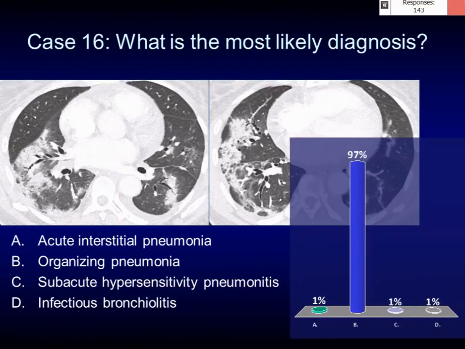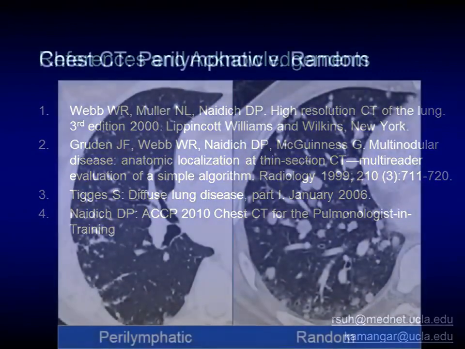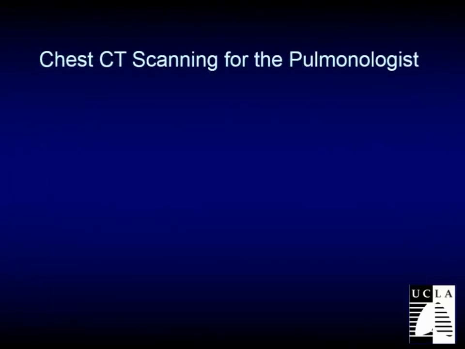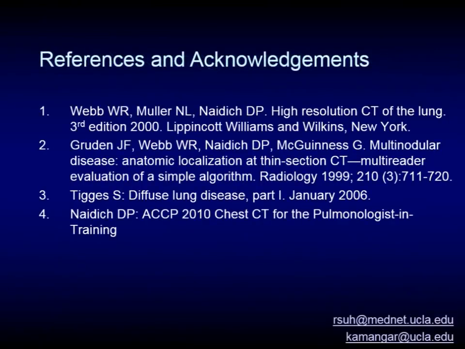So this is clearly organizing pneumonia. You see areas of airspace opacities that are somewhat patchy, involving the peribronchial vasculature as well as the periphery with associated bronchial wall thickening.